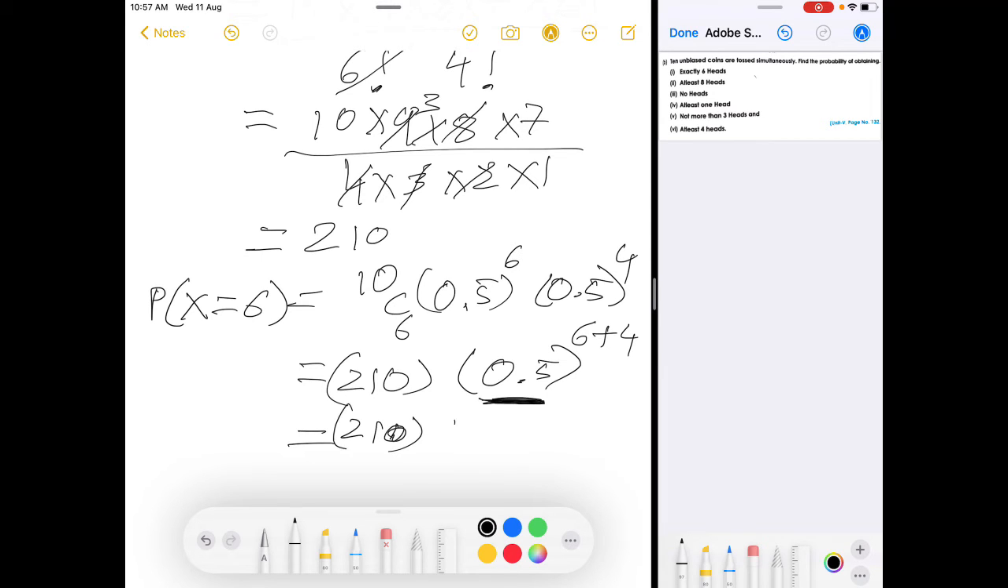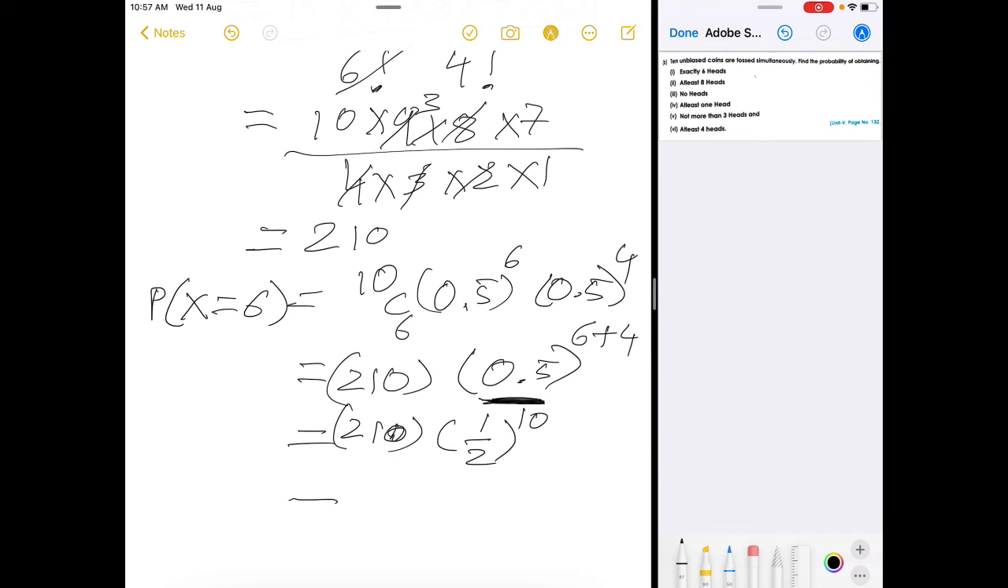Now please remember, 0.5 you can use the calculator, or you can also write it as 1 by 2 to the power 10. Just a reminder for you guys, 210 multiplied by 1 by 2 to the power 10 is nothing but 210 by 1024.